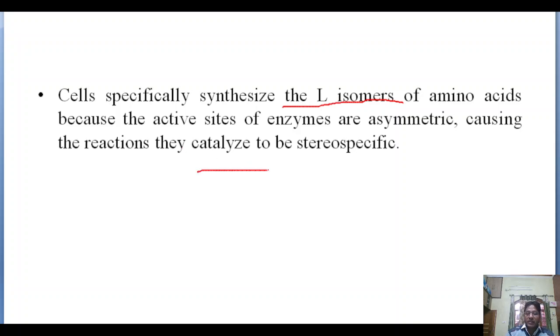Enzymes catalyze reactions that are stereospecific. Thus, they will catalyze the reaction for proteins having L isomers. If a protein has the D isomer, like D-alanine, the enzyme will not catalyze a reaction based on this amino acid.